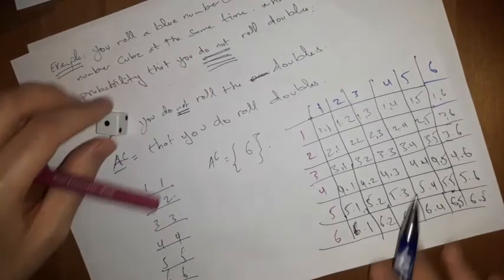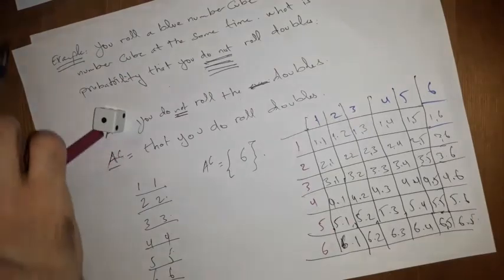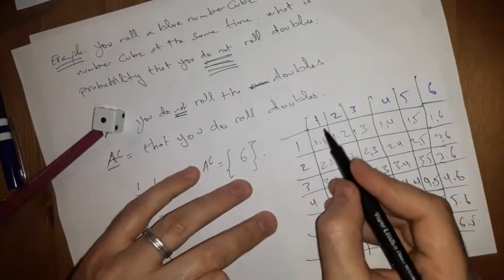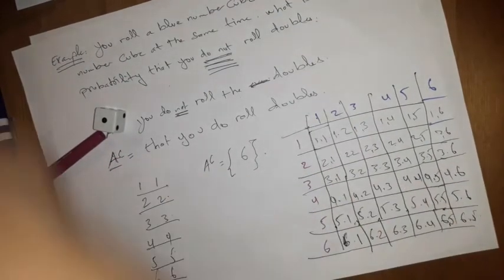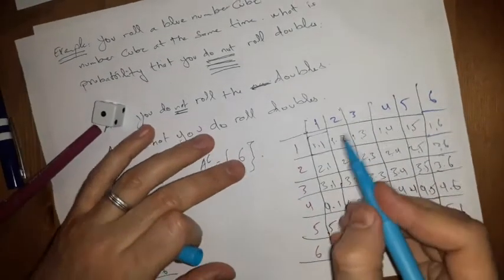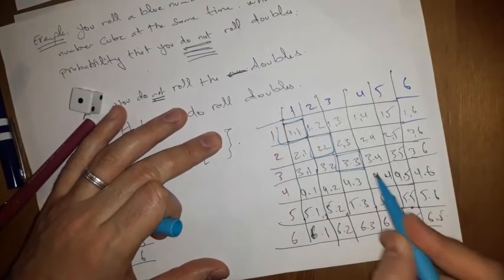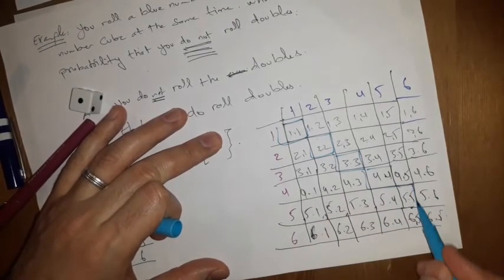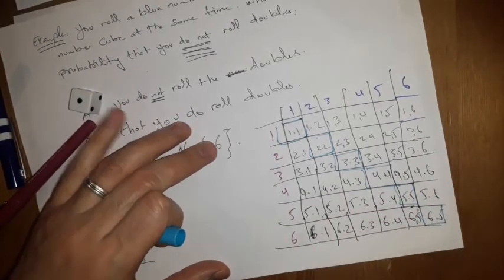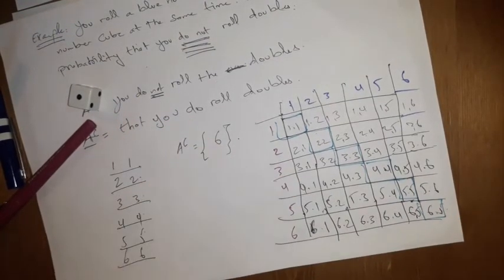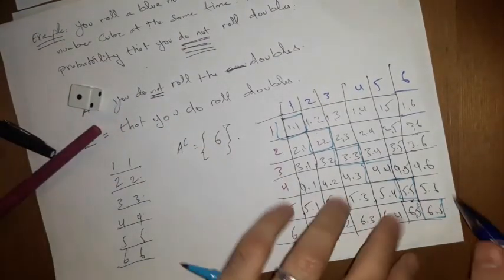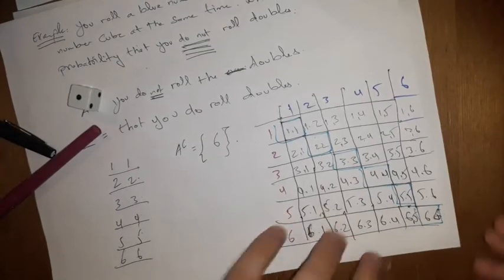All right, so how many doubles do we have right here? If you check, you see that we have 1 and 1. Let me choose another color. So we have 1 and 1 right here, 2 and 2, 3 and 3, 4 and 4, 5 and 5, and 6 and 6. I'm sorry, I messed it up a little bit. 6 and 5 is right here, and 6 and 6 is right here.